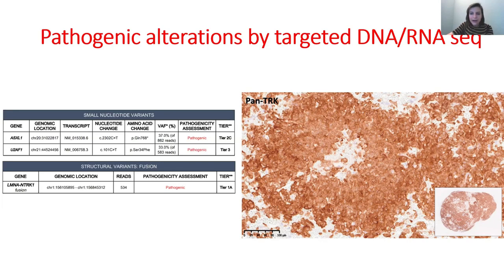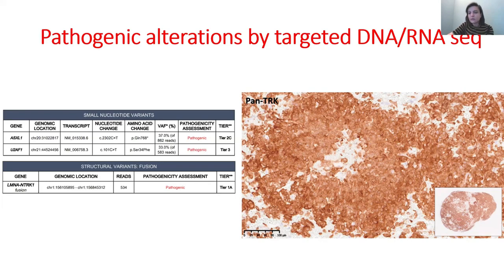Then we performed a pan-TRK immunohistochemistry, which is a useful stain for the identification of NTRK protein overexpression caused by gene fusions. So it is especially helpful to prove that this fusion is actually coming from the histiocytes. And as you see in the picture, the histiocytes are staining positive.